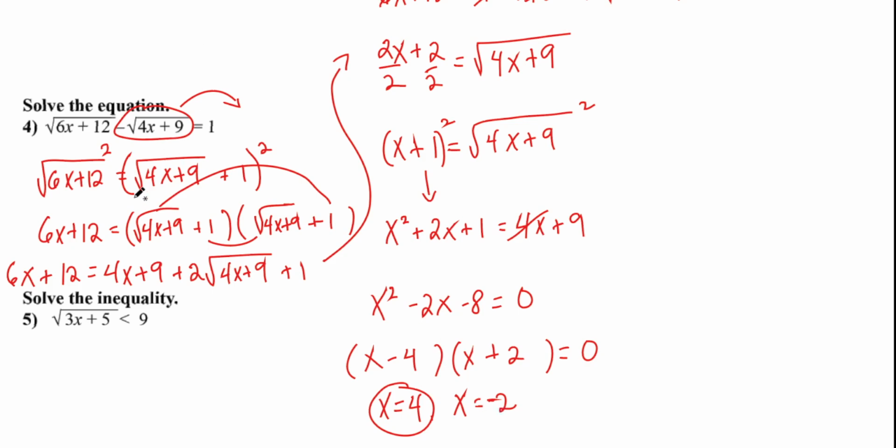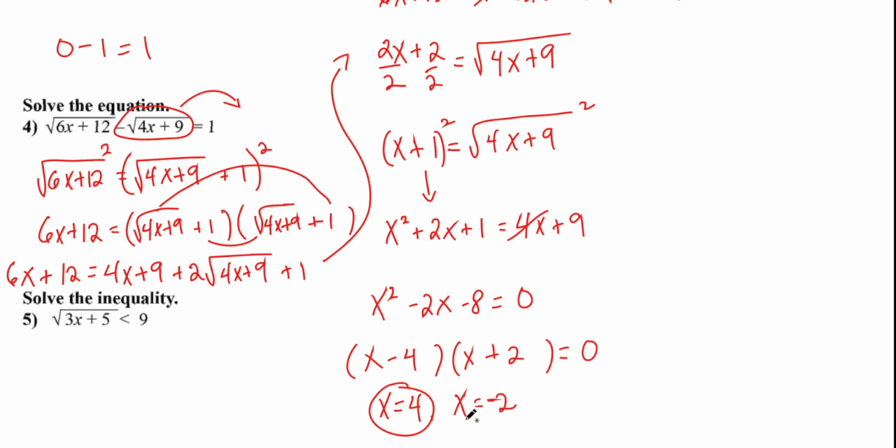So x equals negative 2. Let's put in negative 2. 6 times negative 2 is negative 12 plus 12 is 0. Square root of 0 is 0. Put in negative 2 for this. So it's 0 minus, 4 times negative 2 is negative 8. Negative 8 plus 9 is 1. Does that equal 1? No, it doesn't.